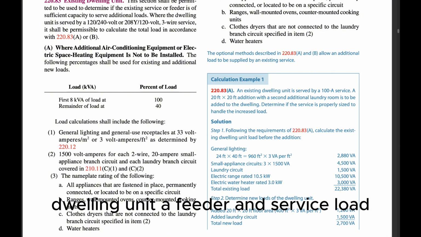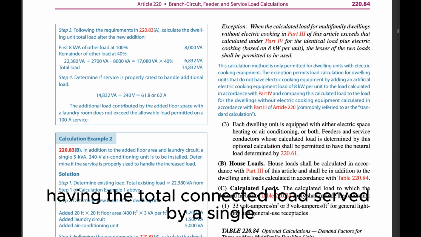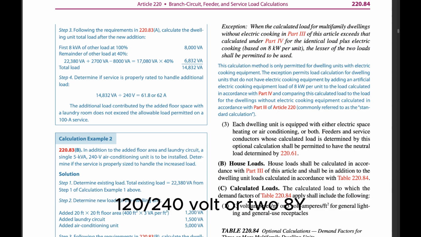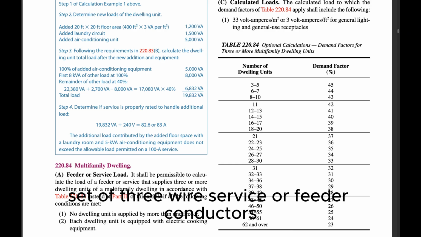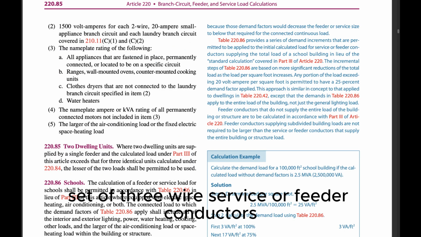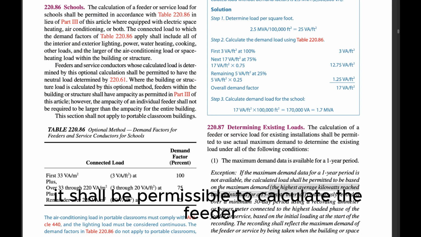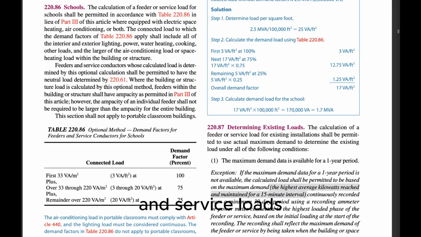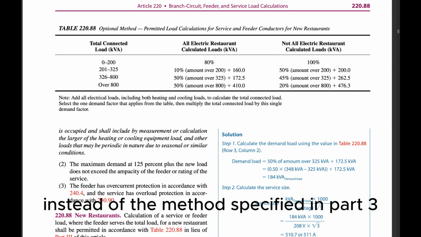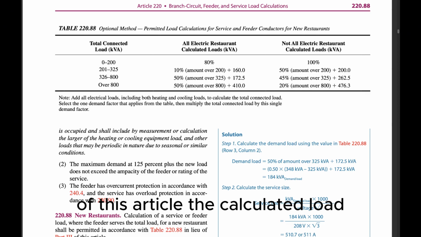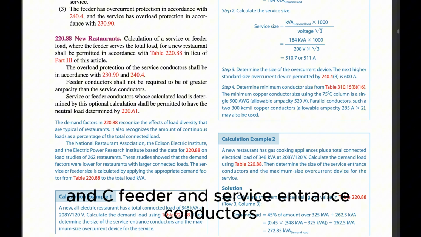Dwelling unit, feeder and service load. This section applies to a dwelling unit having the total connected load served by a single 120/240 volt or 208Y/120 volt set of 3-wire service or feeder conductors with an ampacity of 100 or greater. It shall be permissible to calculate the feeder and service loads in accordance with this section instead of the method specified in Part 3 of this article. The calculated load shall be the result of adding the loads from 220.82(B) and (C).